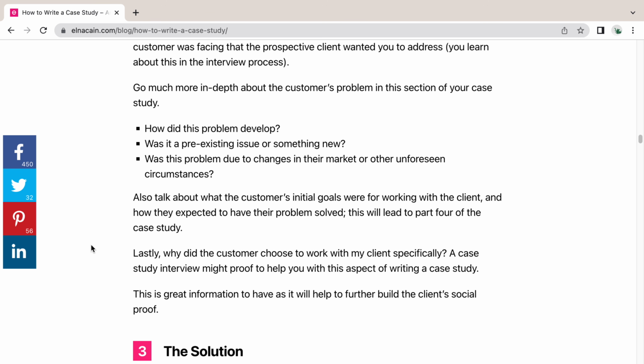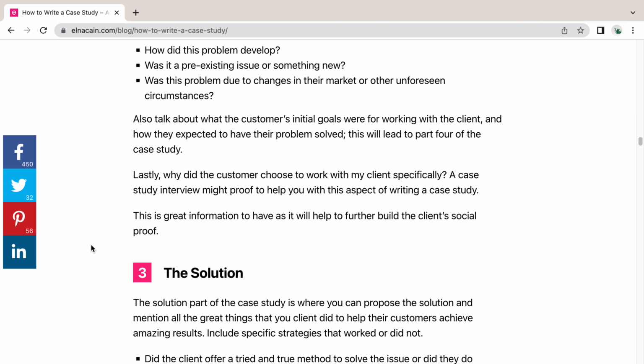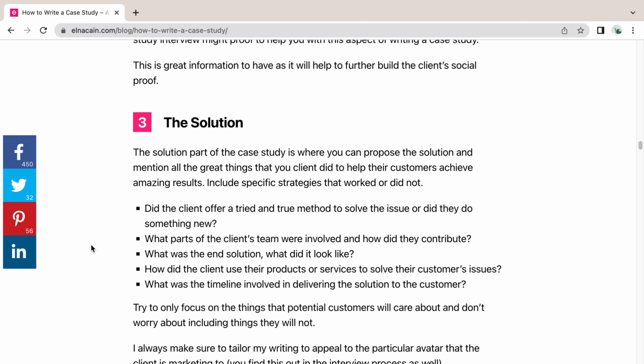So you want to talk about their initial goals, where they were working for the client and how they expected to have their problem solved. And this will lead to part 4 of the case study. And then lastly, why did the customer choose to work with my client specifically? All right, part 3 is the solution.